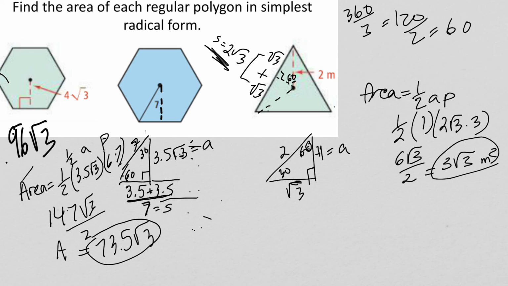So I have my apothem is 1. My perimeter is 2 root 3 times 3 sides. Multiply across and divide. The area for this triangle is 3 root 3.